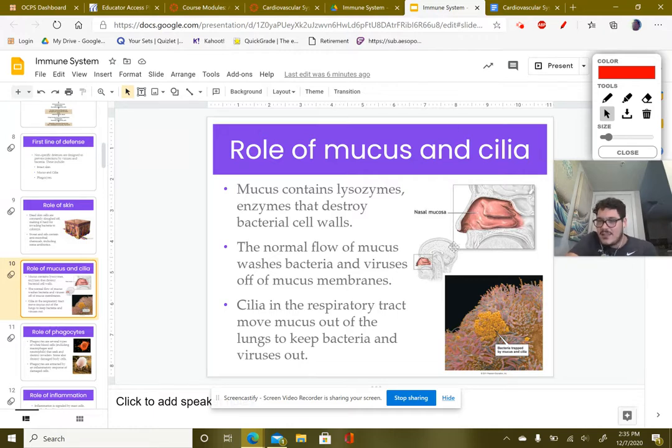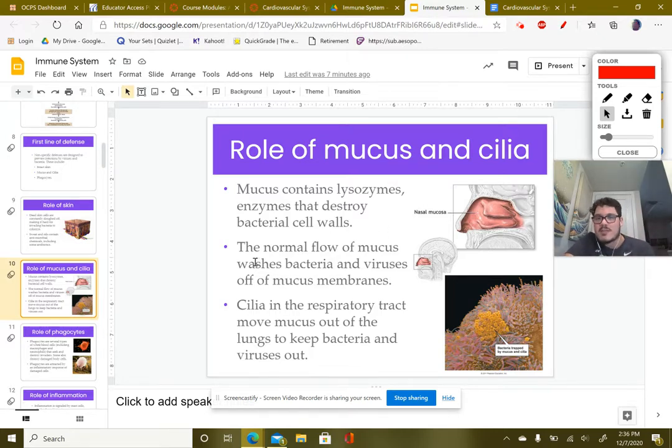Role of mucus and cilia, this is all stuff from the respiratory system. The mucus is going to contain, and we have most of our mucus in the nasal cavity. You do have some mucus in the pharynx and then also in the trachea, but most of it in the nasal cavity. Mucus is going to contain lysozymes, which are special enzymes. You may have learned that in other classes like AP Bio if you've taken that, which are going to destroy bacterial cell walls. I like to think of lysozymes like baby versions of immune cells. They're not cells, but they're like little enzymes that help to destroy and chunk away at bacteria.